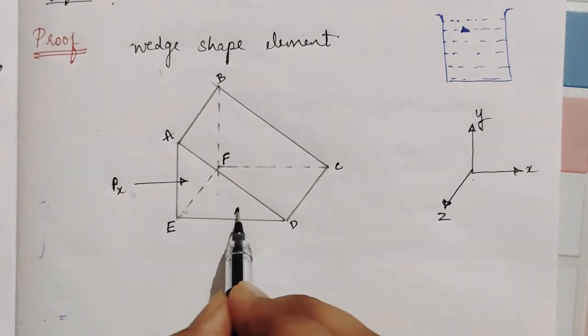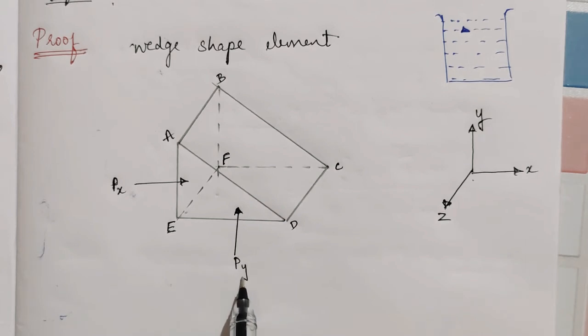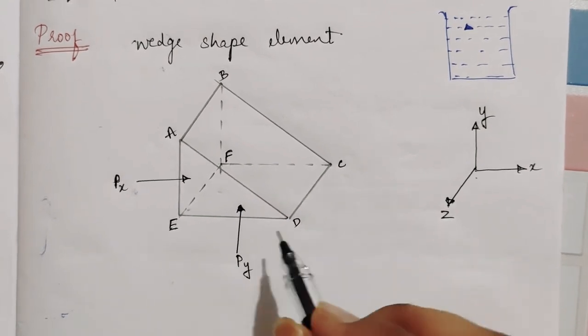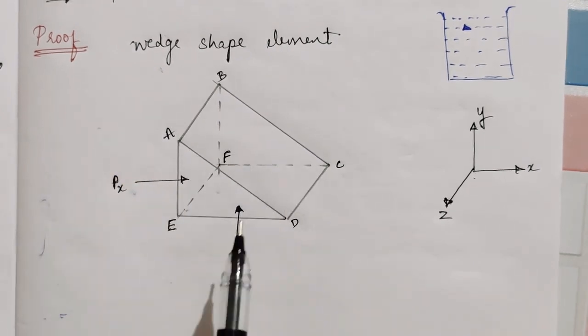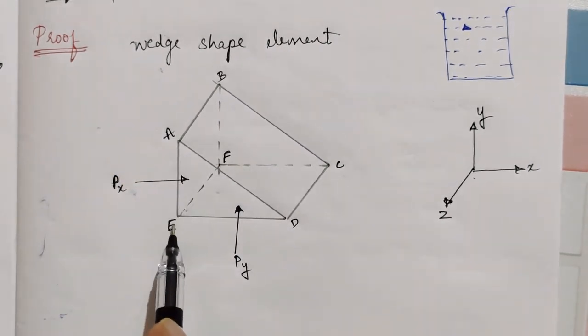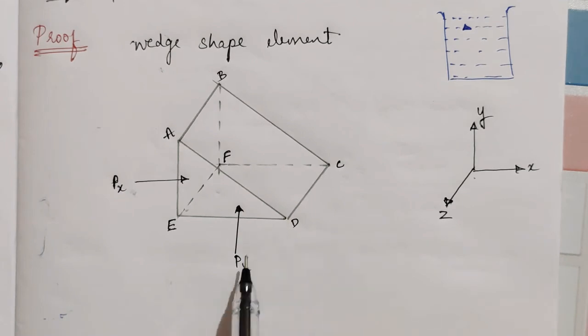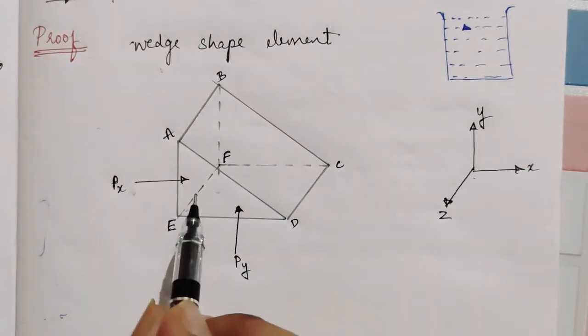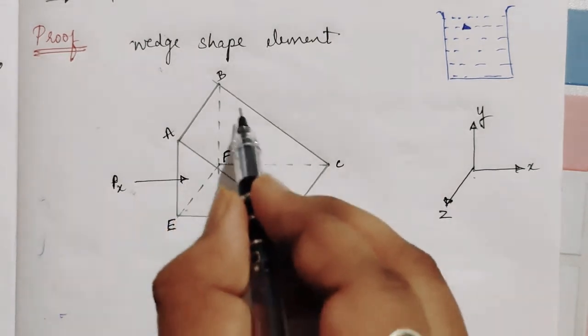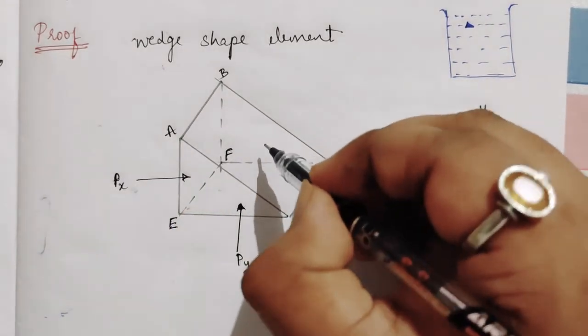So here I'll do Py. Okay, now here this is the slant one, right? So these are the planes. I have E, F, C, D as the face in Y direction, A, B, E, F as the face in X direction. Now this is the slant one.